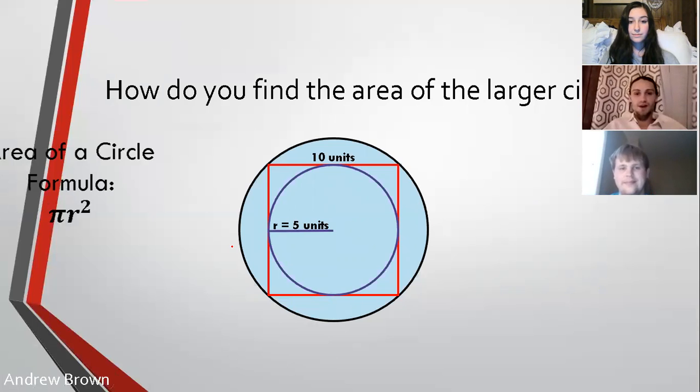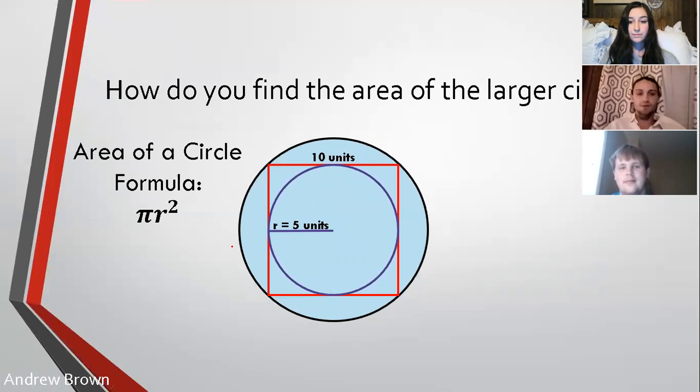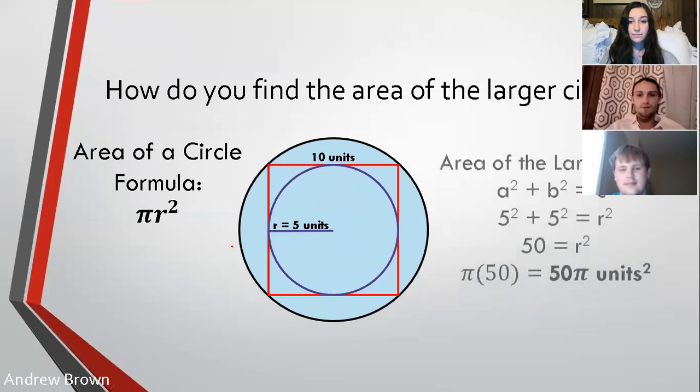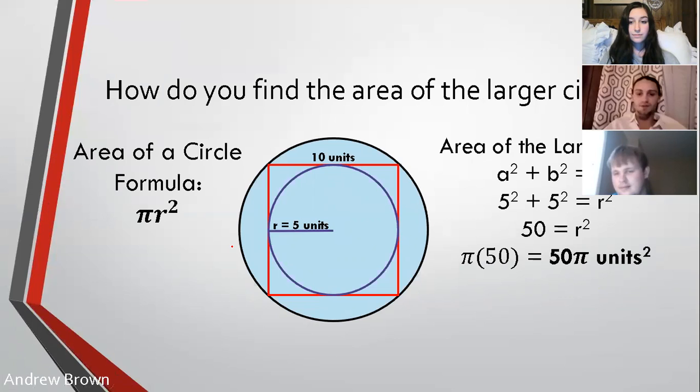So here we go. We have r equals 5 units. The area of circle formula right there is posted as pi r squared. And we're just going to plug in right there. So 5 squared plus 5 squared, you see right here, equals r squared. 5 squared plus 5 squared is 50 because 5 squared right here is 25, and 25 plus 25 is 50. And so we come out with the answer of 50 pi units squared. And so the area of the larger circle is 50 pi units squared. So glad to answer that question, y'all. Thank you. Yeah.